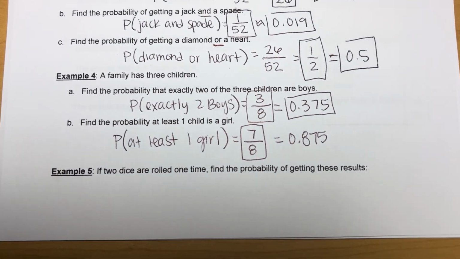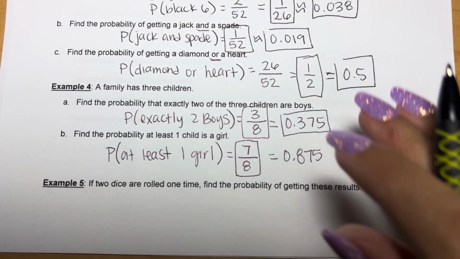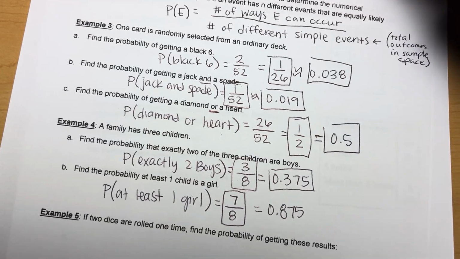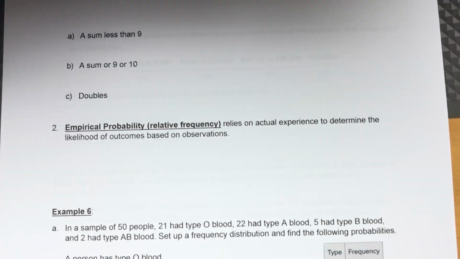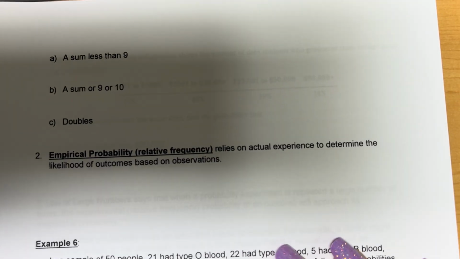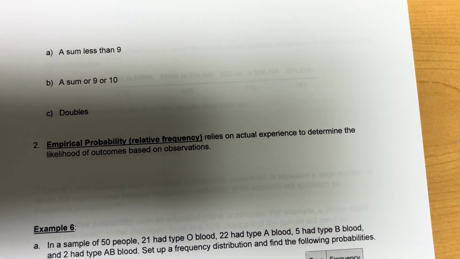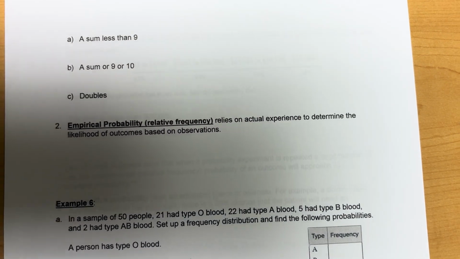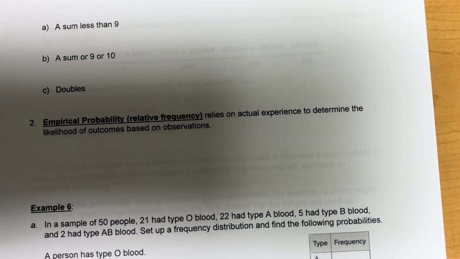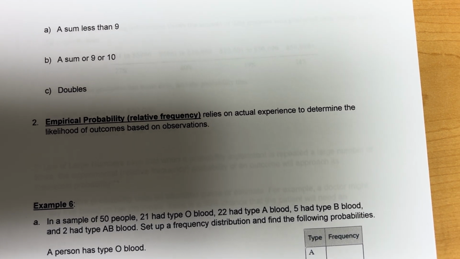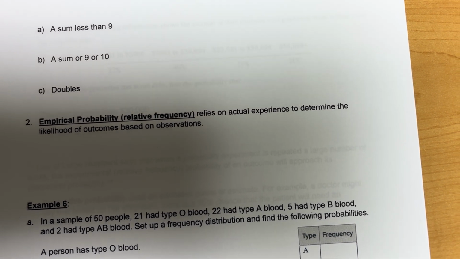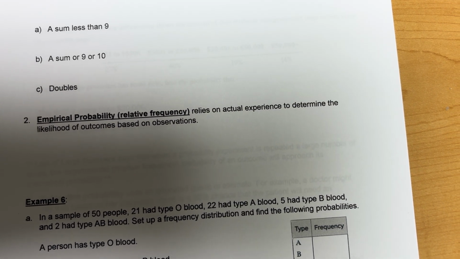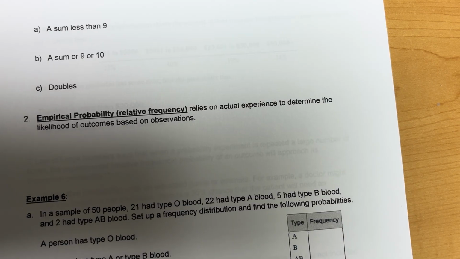If 2 dice are rolled at one time, find the probability of getting these results. So this will be on the next page. Okay. Here's what we are looking at. And we have already written out our sample space right here, the 2 dice. Okay, and let me get my notes to the right spot. Good grief, they're all out of order. Okay.